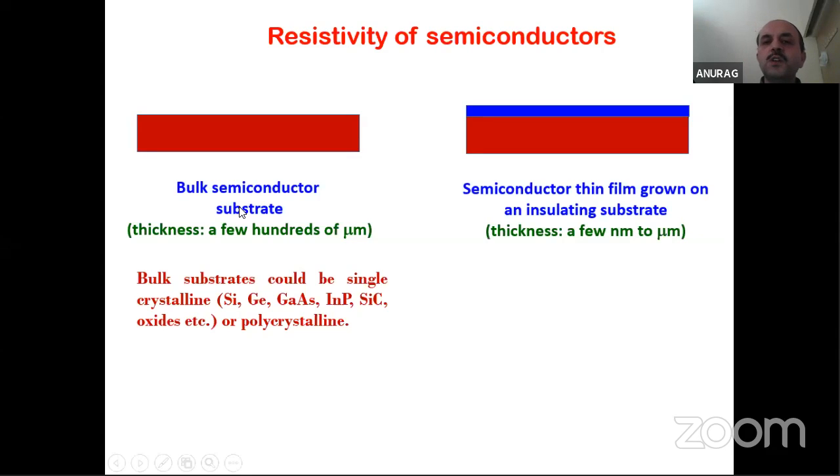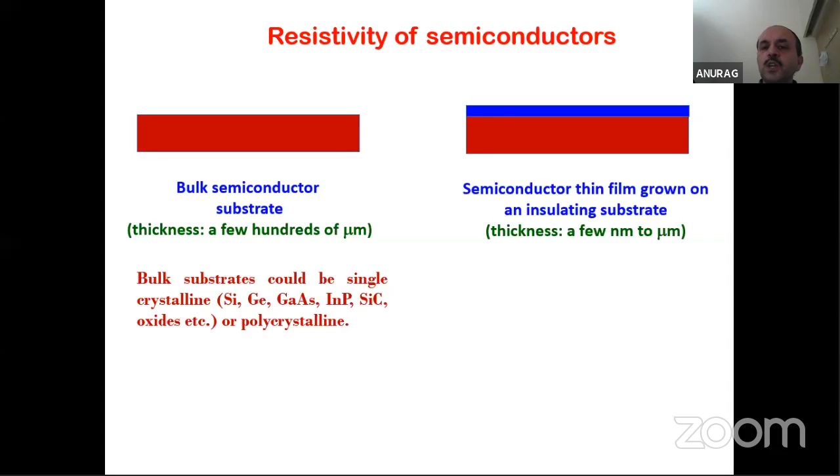Second thing is, now you see on the right hand side, there is a substrate. And on top of that, I grow a semiconductor thin film. It can be the same material or it can be a different material. If it is a different material and it is single crystalline grown over a single crystalline substrate, we call it heteroepitaxy. If it is the same material, then it is called homoepitaxy. But it's not necessary. It can be an amorphous substrate. On top of that, you grow a polycrystalline semiconductor film. Suppose on glass you deposit a zinc oxide thin film, it is going to be polycrystalline. So different kinds of combinations are possible.